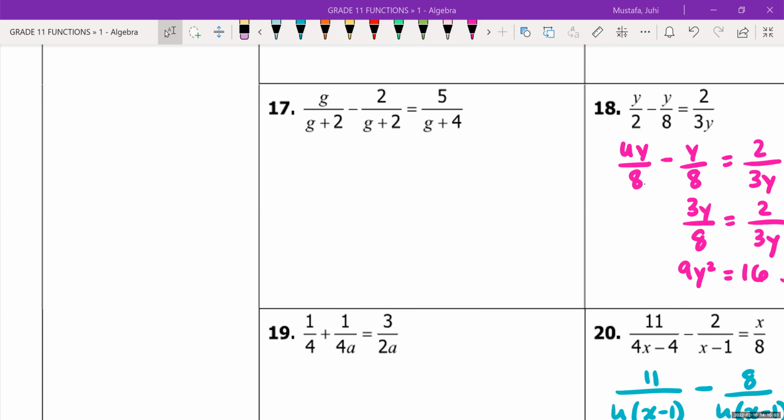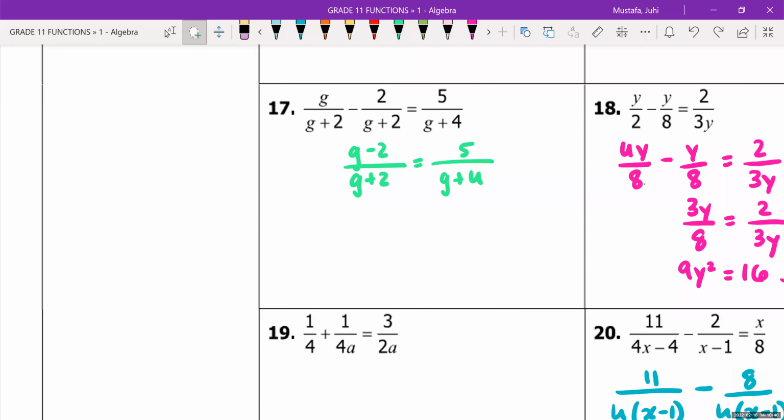Question 17 is pretty straightforward because you have the exact same denominator, right? You have g plus 2 on both sides. So what we can do is just go ahead and add the numerators or subtract the numerators, and we're going to get g minus 2 all over g plus 2 is equal to 5 over g plus 4. I recognize that my denominators were the same here, and I know I can just add the numerators. I'm just going to put it as g minus 2, and that's it.